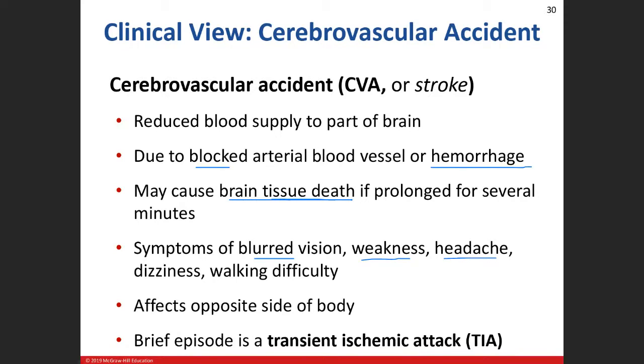It really depends on where in the brain the stroke occurred. If it's in the front, side, back, inside, internal. It's going to affect, remember, the opposite side of the body. If the stroke is on the right side of the brain, you're going to see the symptoms on the left side of the body.